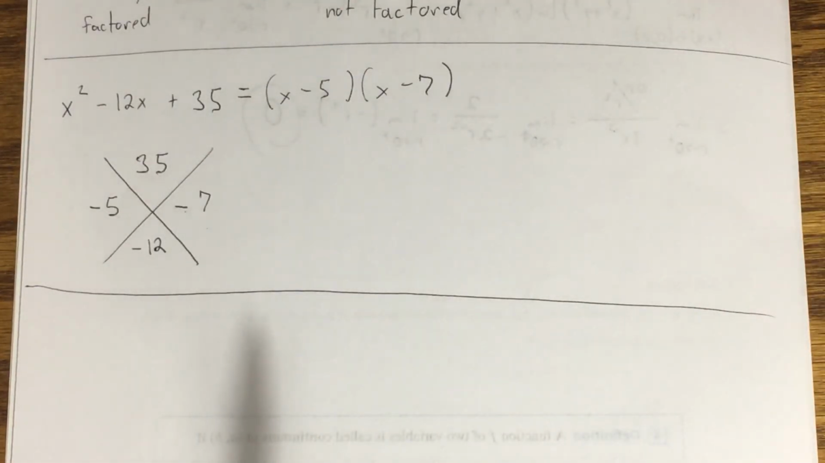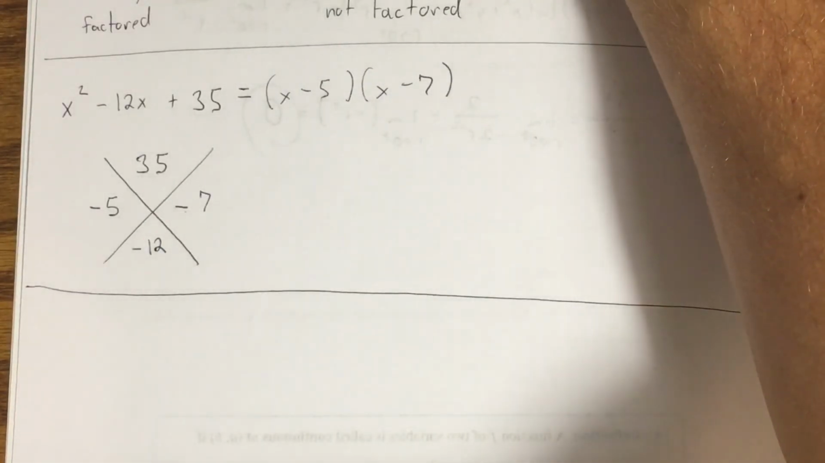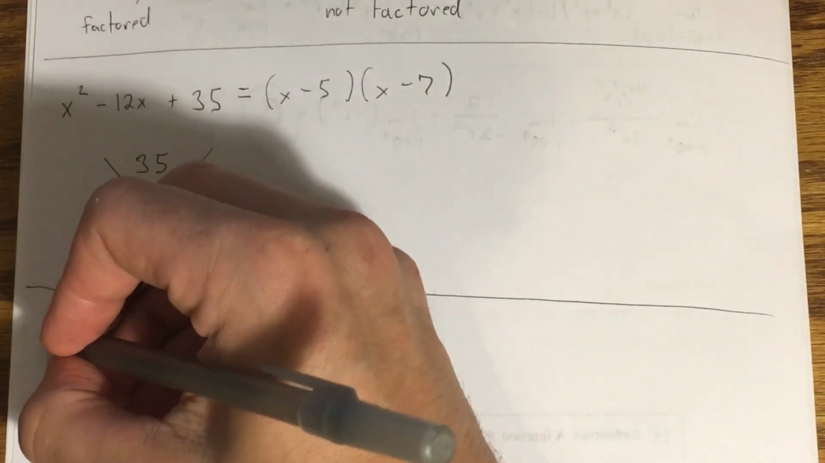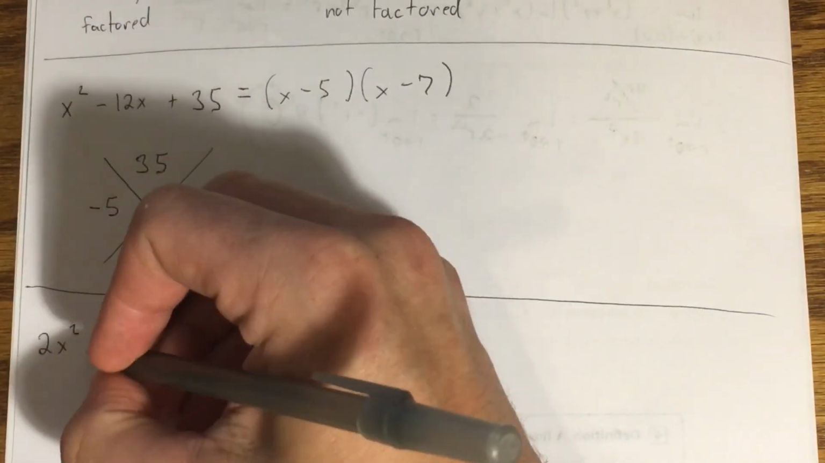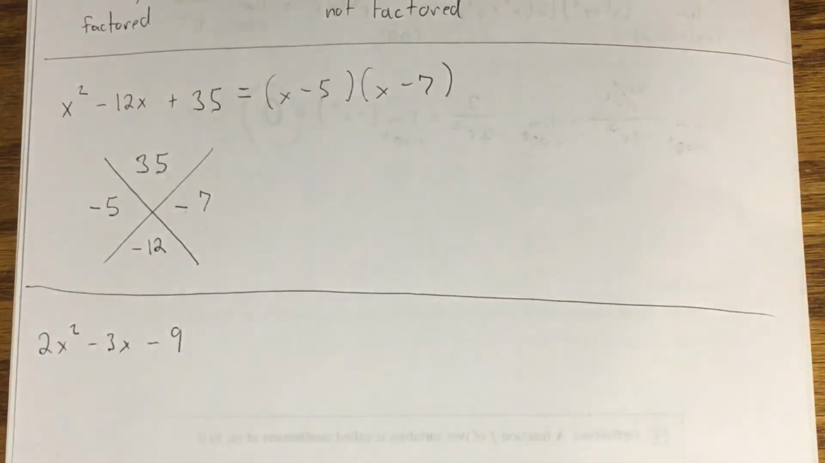Let's see, which example did I want to do? I have some examples pulled up in front of me. I just need to pick one. Let's do this one. I want to factor 2x squared minus 3x minus 9.